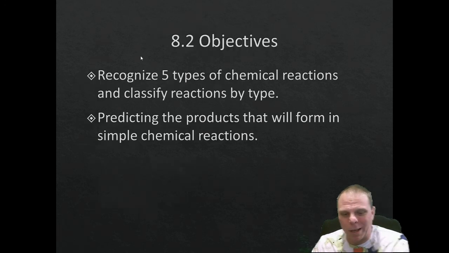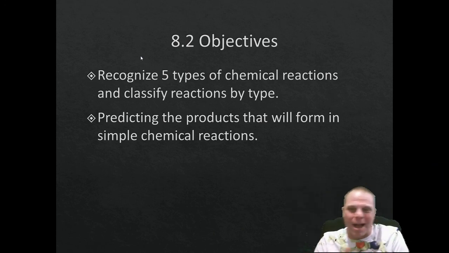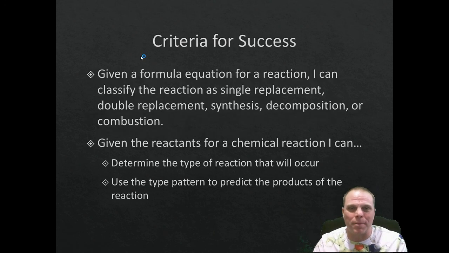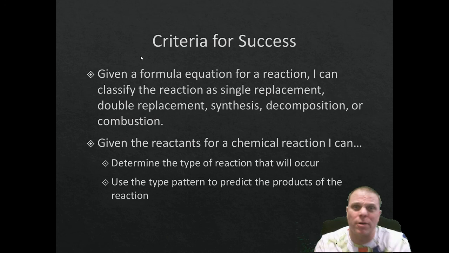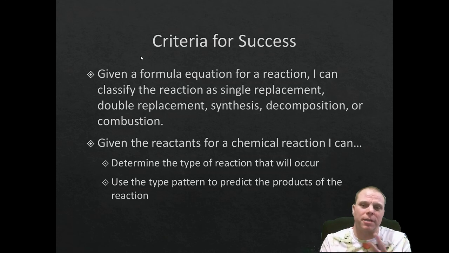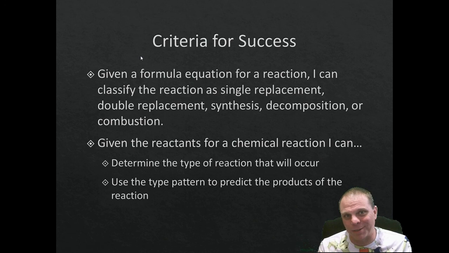All right. So, we've done a lot. We went through and covered a lot, but now you can recognize all 5 types of chemical reactions. You can classify the reactions by type, and you can predict the products that will form in these simple chemical reactions. So if I give you a formula equation for a reaction, you can classify the reaction as single replacement, double replacement, synthesis, decomposition, or combustion. And then if I give you just the reactants, nothing else, you're going to be able to determine the type of reaction that will occur by going through that little flow chart, right? And then you can use that type pattern to predict the products of the reaction as well.